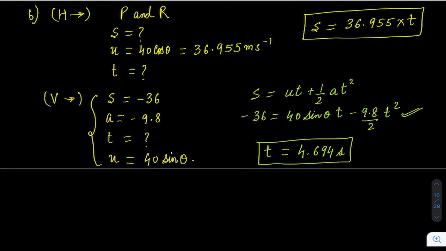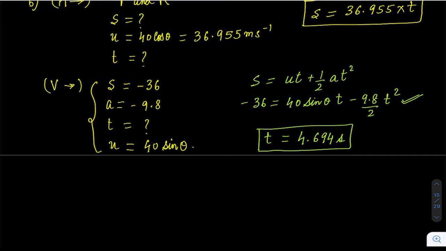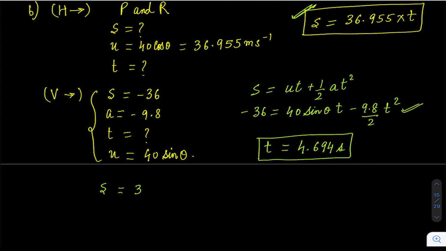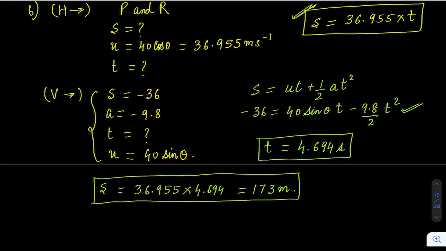Once I get the value of t, my displacement S in x direction is 36.955 times 4.694, which will give me the value as 173 meters approximately. So that is my answer. This is the value of OR.